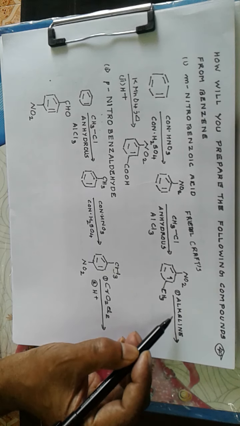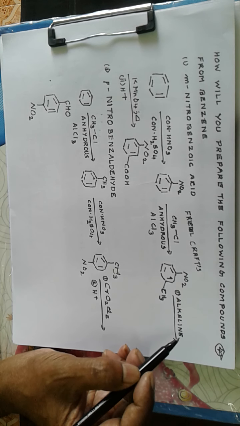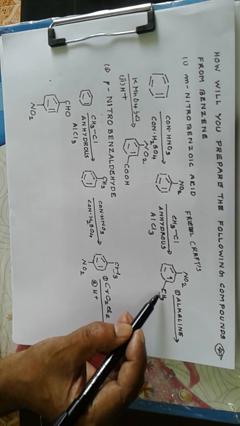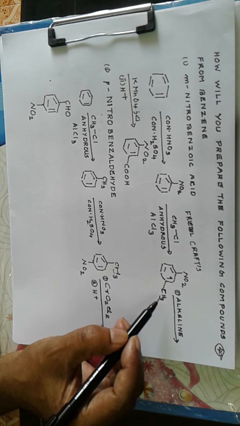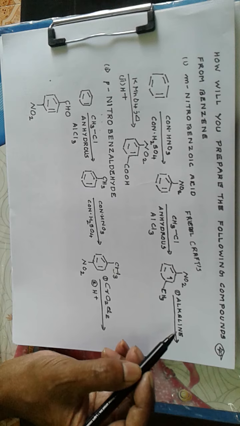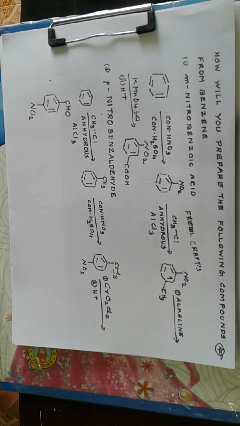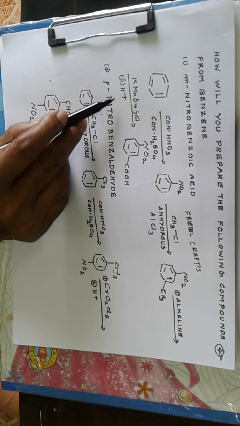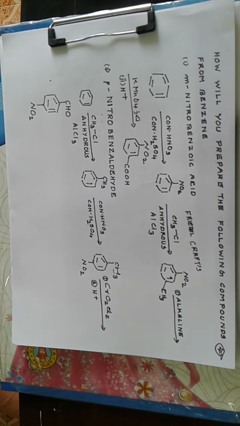On alkaline KMnO4 oxidation, the CH3 group is converted to COOH. Actually it is converted to COONa because permanganate is alkaline, containing sodium hydroxide, and then on acidification, addition of H positive, we get COOH, meta-nitrobenzoic acid.